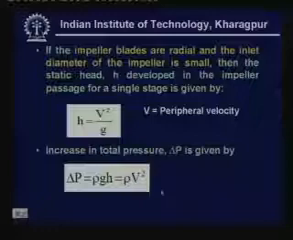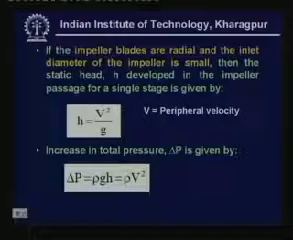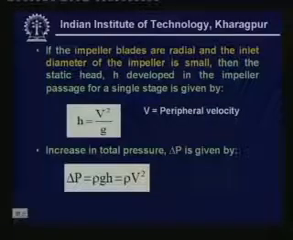If the impeller blades are radial and the inlet diameter of the impeller is small, then the static head H developed in the impeller passage for a single stage is given by, under these assumptions, simply V squared by g, where V is the peripheral velocity, also known as tip speed, and g is the acceleration due to gravity. So the increase in total pressure delta P is simply given by rho g H, that is equal to rho V squared.